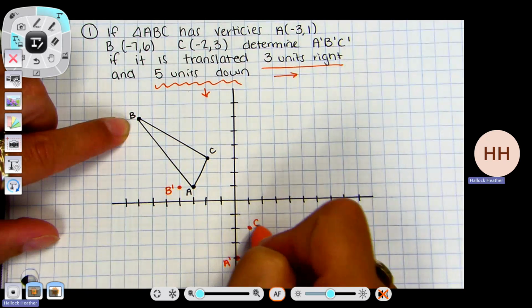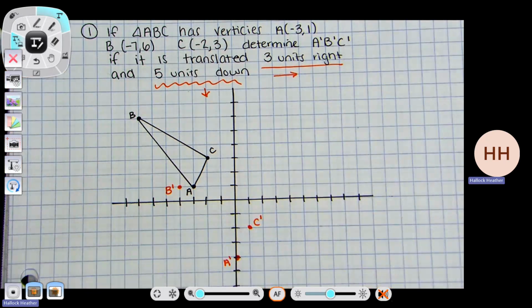So whenever you're doing these translations, it should not change the shape or the size at all of the picture. The picture should look exactly the same. If your shape looks funky and it does not look like the original, you probably plotted one point wrong.